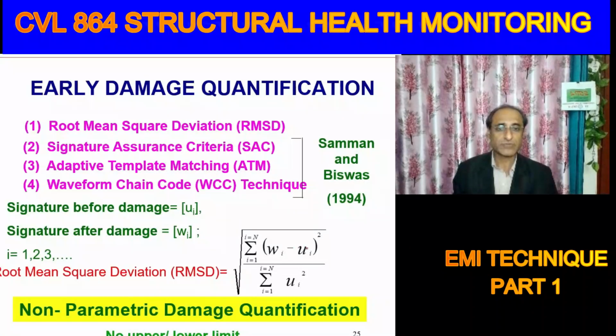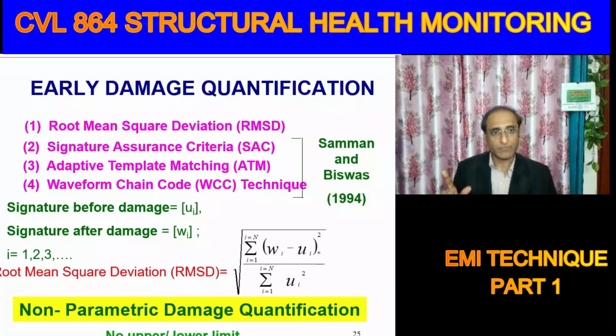In root mean square deviation, we find the difference between the signals. For example, before damage we have a one-dimensional array, and after damage also we have a one-dimensional array, the signature. Point by point, we find their difference, we square it, take the sum of squares, and divide it by the sum of squares of the pre-damage signatures. This is called the root mean square deviation. What it does is that somewhere there will be positive, somewhere negative.